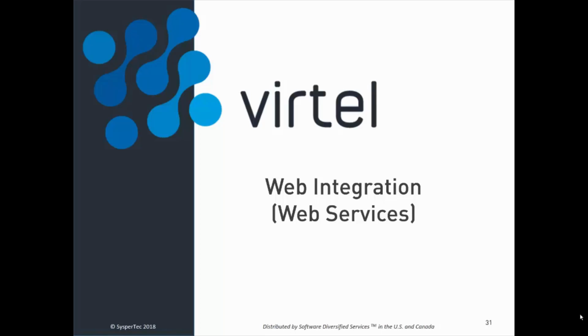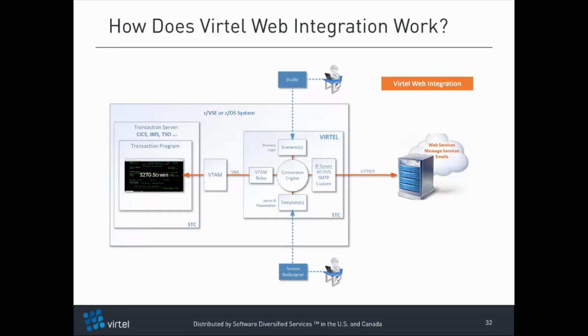The third possible configuration of the Virtel product is referred to as Virtel Web Integration. It is used to create interactive bidirectional connections between mainframe and server-based applications through web, message, or email services. So you remember this diagram showing the screen interface converted by Virtel into a web message or email services interface. It is done using custom developed scenarios and templates and is referred to as Virtel Web Integration.